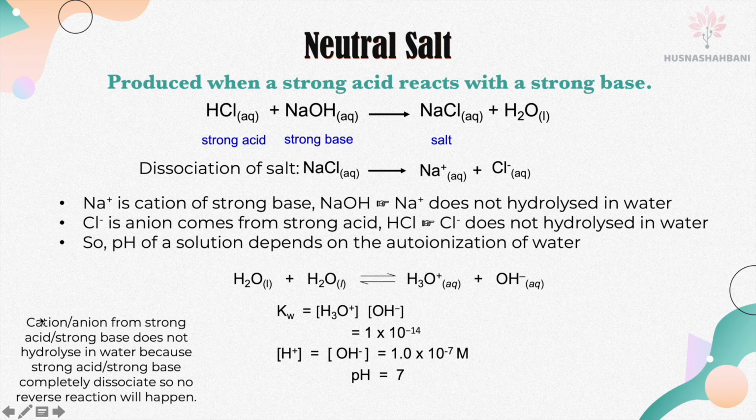The reason is that a cation or anion that comes from a strong acid or strong base does not hydrolyze in water, because strong acid and strong base completely dissociate. So we know that strong acid and strong base completely dissociate to form OH minus and H3O plus. So no reverse reaction will happen. In strong acid and strong base, no reverse reaction will happen. So that's why the cation or anion that comes from a strong acid or strong base does not hydrolyze in water.